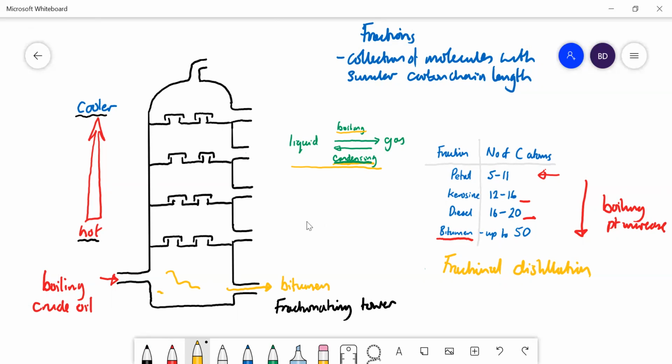Let's think about a very short molecule, a little tiny one like that. Now that will not turn into a liquid, so it's going to rise up the tower, and it's going to stay a gas, and it will even stay a gas when it gets right to the top there. Let's get rid of that arrow. That fraction is called refinery gas, and that's going to be molecules with less than 5 carbons. So that can be used for various things.